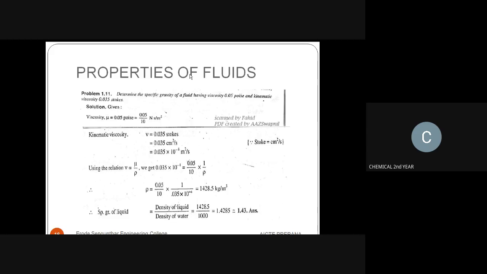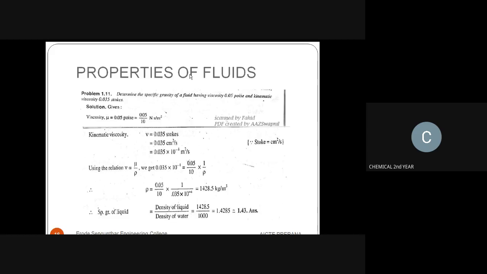So what is the kinematic viscosity value? 0.035 into 10 to the power of minus 4 is equal to 0.05 by 10 into 1 by rho. So we need to calculate the density first. Then only we can calculate the specific gravity, right? So simplify by keeping all the terms in the left hand side and keep the rho in the right hand side. So rho is equal to 0.05 by 10 into 1 by 0.035 into 10 to the power of minus 4. Right. So you'll be getting 1428.5 kg per meter cube.